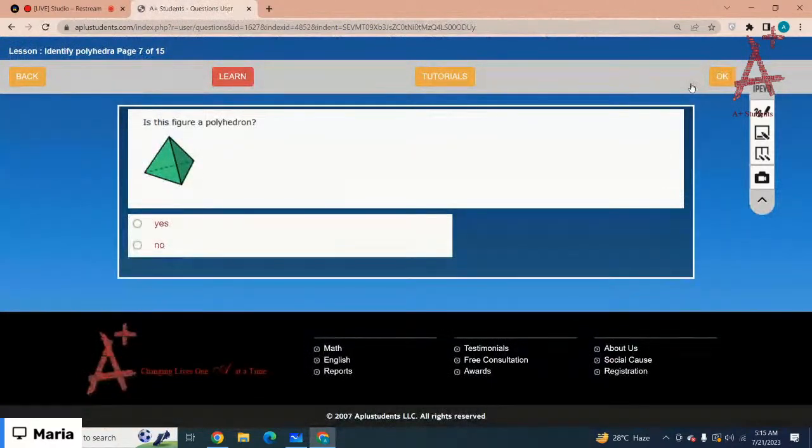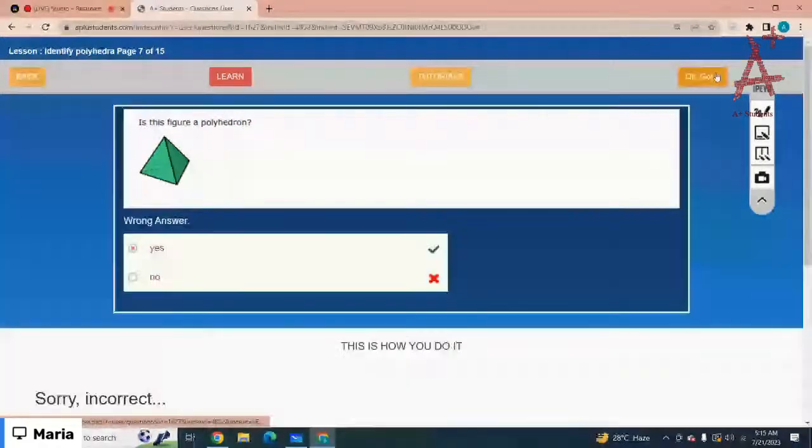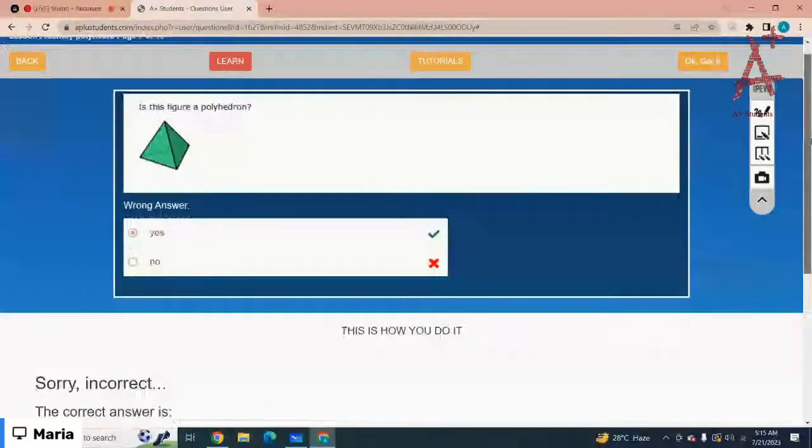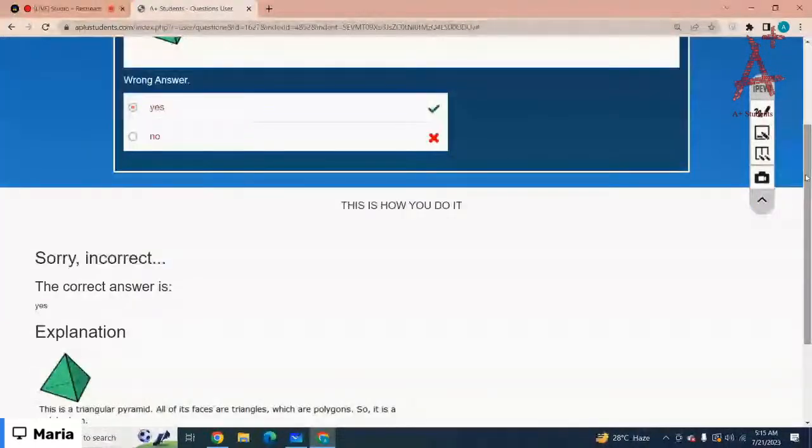Is this figure a polyhedron? No, it has triangular faces. Wait, why? It is a triangular pyramid. Okay, triangles are also polygons, so it is a polyhedron.